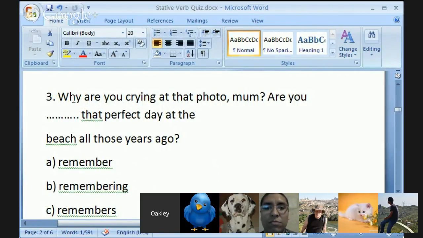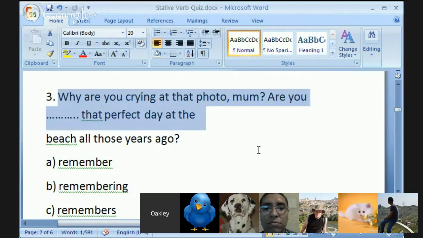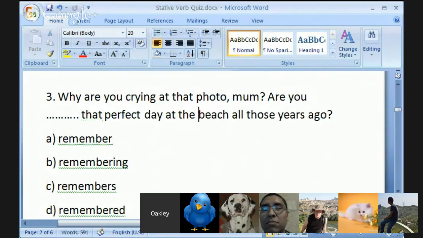Max, you try this next one. Why are you crying at that photo, Mom? Are you here? Please. Okay. Yeah. Are you? I think I have a clue. Are you remembering that perfect day at the beach?